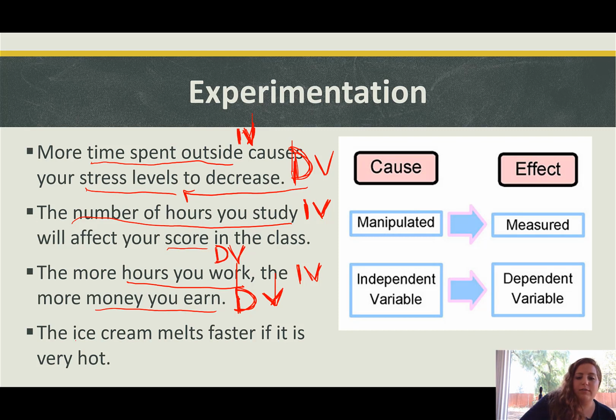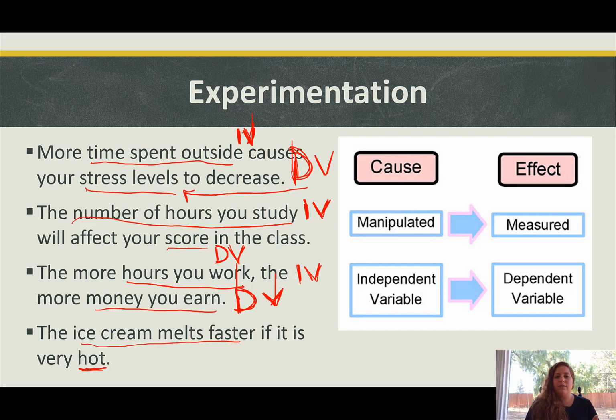The ice cream melts faster if it is very hot. So this one we're actually going to have to change a little bit. Ice cream melts faster. What's a better way of phrasing that? The time it takes the ice cream to melt versus if it is very hot. Well, that's temperature. That's what I'm measuring there. So the time it takes the ice cream to melt versus the temperature. Which one's the IV? Which one's the DV? Let's plug it into the sentence.